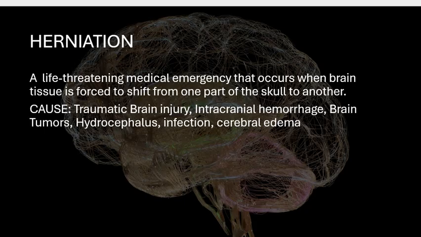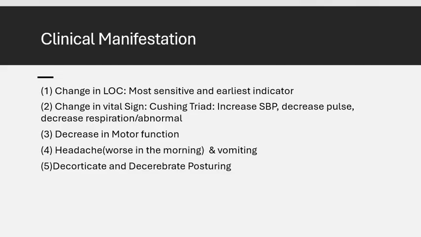With a brain tumor, there is a mass that causes pressure on the surrounding brain tissue, causing herniation. Hydrocephalus is an abnormal accumulation of CSF in the ventricles of the brain, causing increased pressure. Conditions such as meningitis or abscesses cause swelling and pressure buildup in the brain. Lastly, cerebral edema is brain swelling due to a metabolic or toxic condition, causing herniation again. Okay.